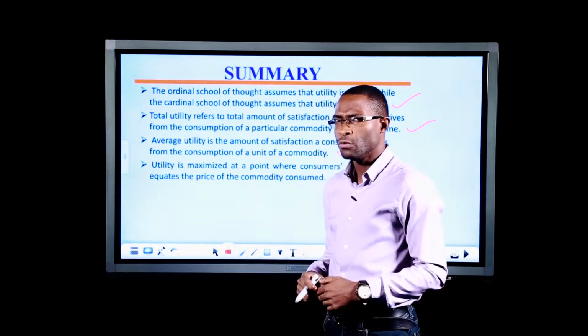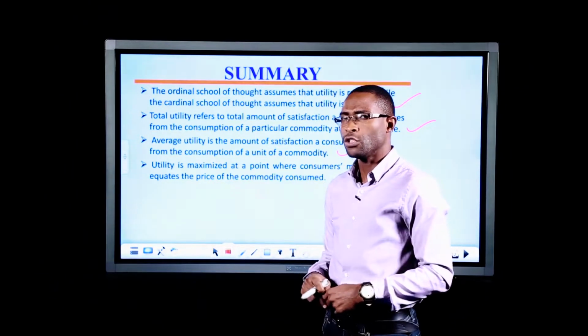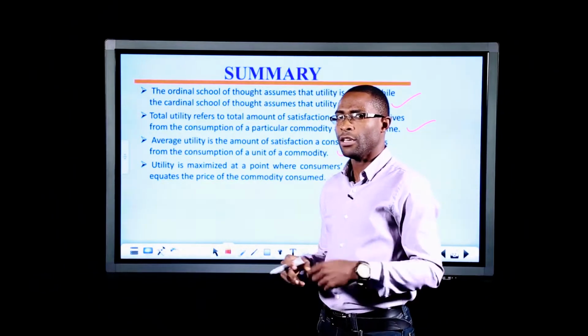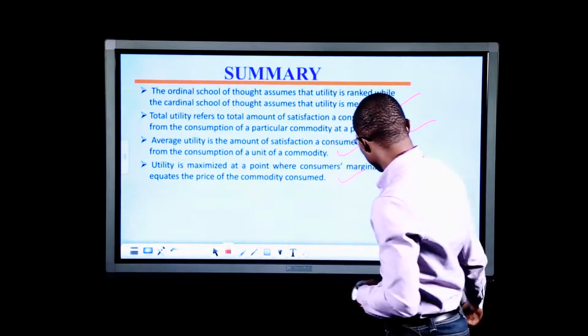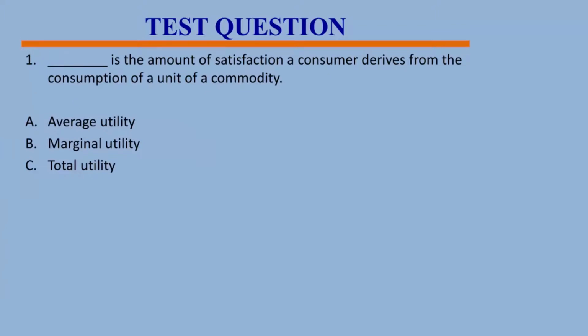Don't be in a hurry to go. Let's test ourselves on what we have learned in today's class by taking a few test questions. Question 1. Dash is the amount of satisfaction a consumer derives from the consumption of a unit of a commodity. Option A, average utility. Option B, marginal utility. Or option C, total utility. The right answer to this question is option A, average utility.